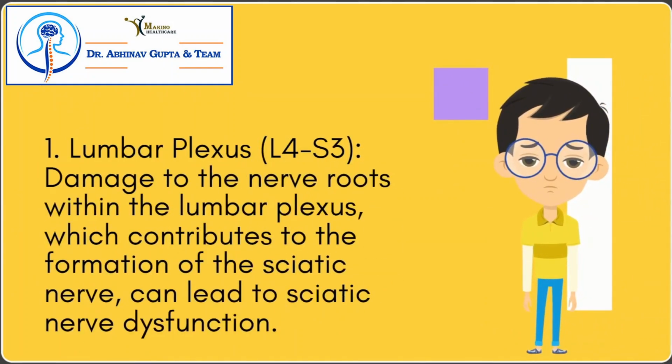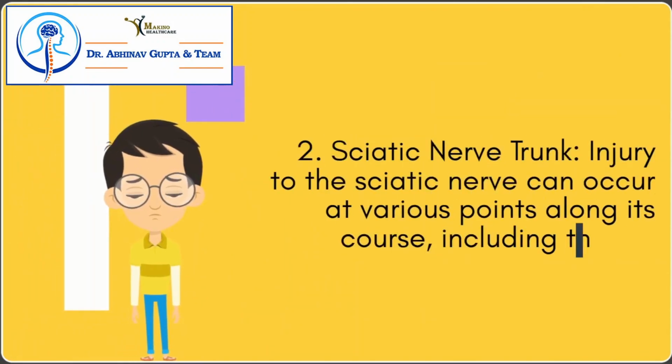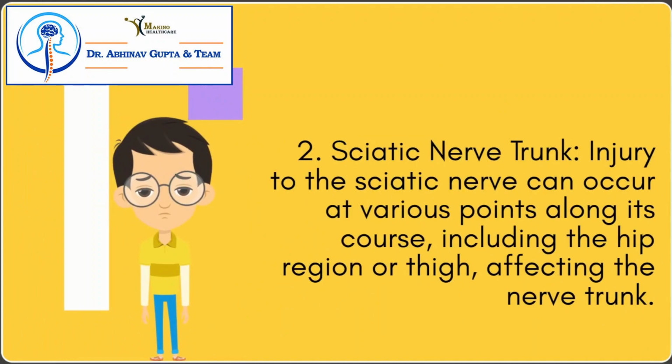1. Lumbar plexus, L4-S3, damage to the nerve roots within the lumbar plexus, which contributes to the formation of the sciatic nerve, can lead to sciatic nerve dysfunction. 2. Sciatic nerve trunk, injury to the sciatic nerve can occur at various points along its course, including the hip region or thigh, affecting the nerve trunk.